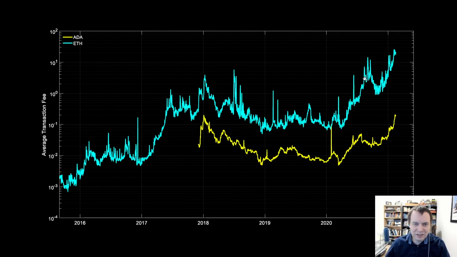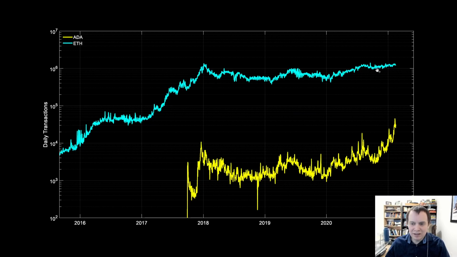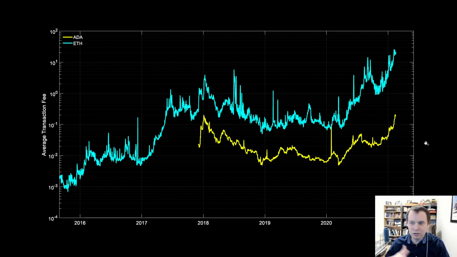Now, what's interesting is everyone's talking about the Ethereum transaction fees. If you plot the average transaction fee for ADA and overlay the one for Ethereum, you can see that the average transaction fee for ADA is about 2 orders of magnitude lower than it is for Ethereum. But if you look at the number of daily transactions, there's a couple orders of magnitude more daily transactions for Ethereum than ADA as well. But regardless, right now if you are trading, the fees for Ethereum can get somewhat ridiculous. ADA can present a nice alternative.